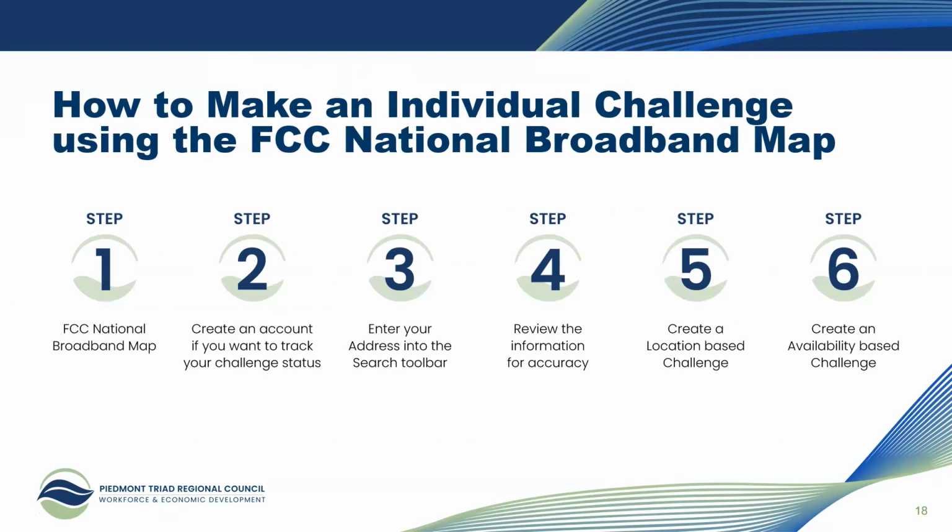So now I'm just going to lead up to the demo here. What we're going to do is stepwise. We're going to show you the broadband map, and then we're going to show you how you can create an account to track your challenges. And then we'll show you how to find your address, how to review the information, and then create a location challenge or create an availability challenge, or both. I guess you could do both. So we're just going to walk you through the steps and show you how the National Broadband Map works.